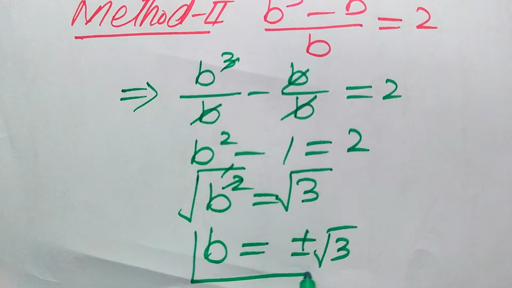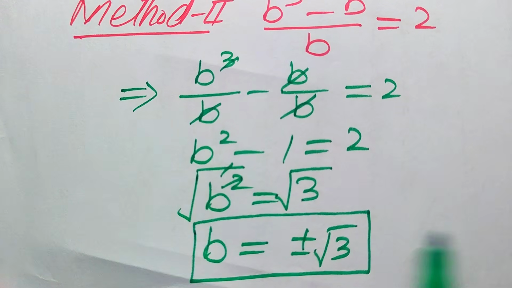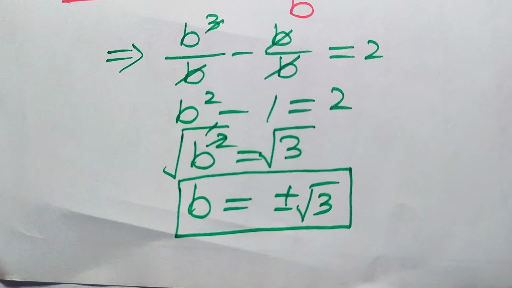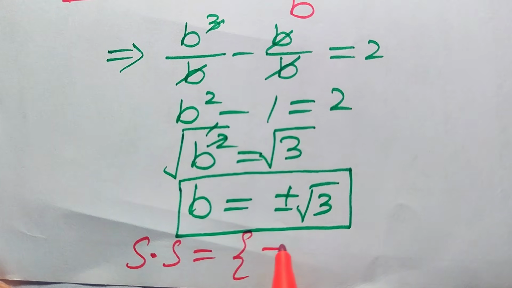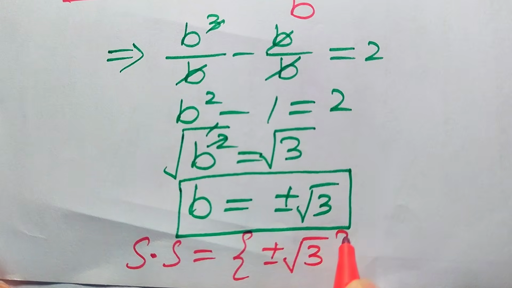So in the second method we quickly get these two roots of the given equation, but in the first method we already verified that both of these two values satisfy our given question statement. And finally we have the solution set of this problem: plus minus square root of 3.